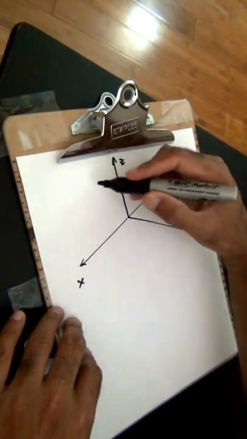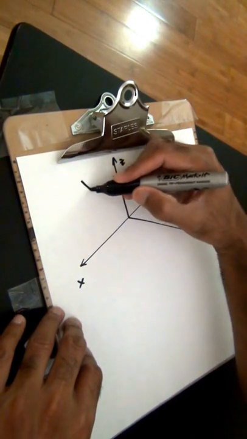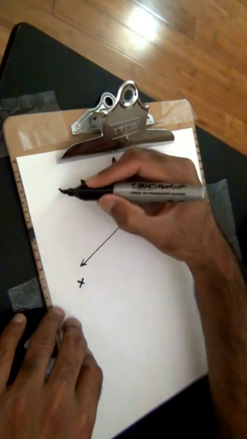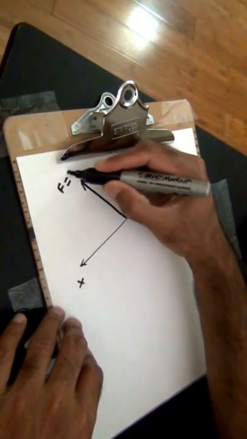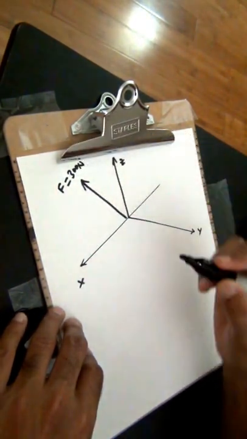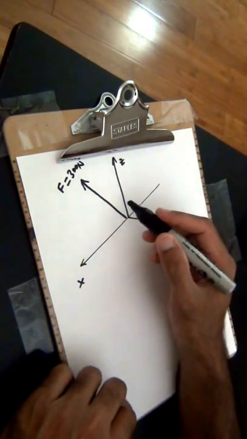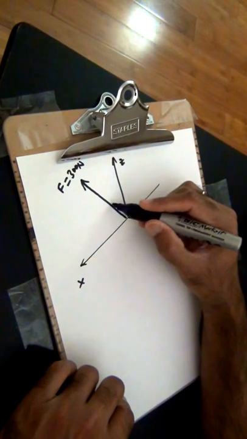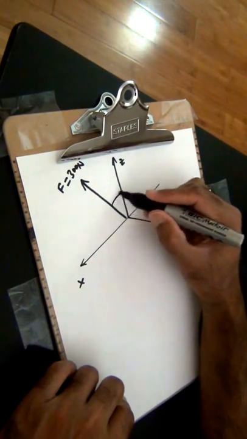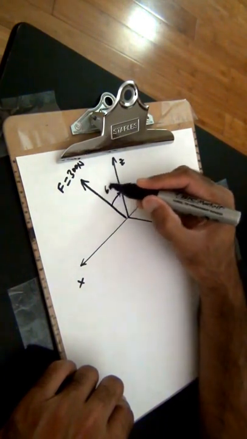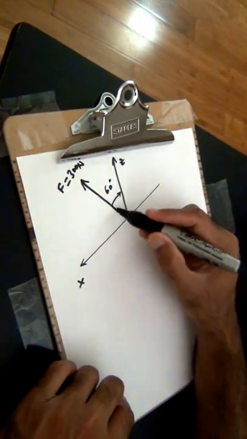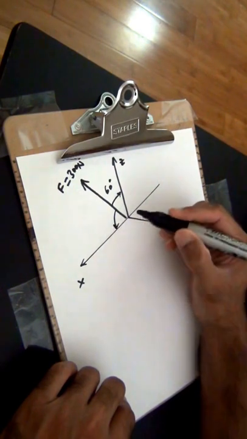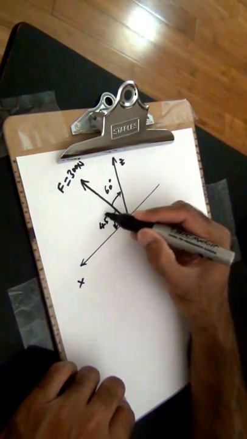I have a force vector which is defined as follows. This force vector, let's say, has a magnitude of 300 newtons, and let's say that the following angles are known to us. The angle made by this force vector with the positive z-axis is given to us as 60 degrees. The angle made with the tail of this force vector with the positive x-axis is given to us as 45 degrees.